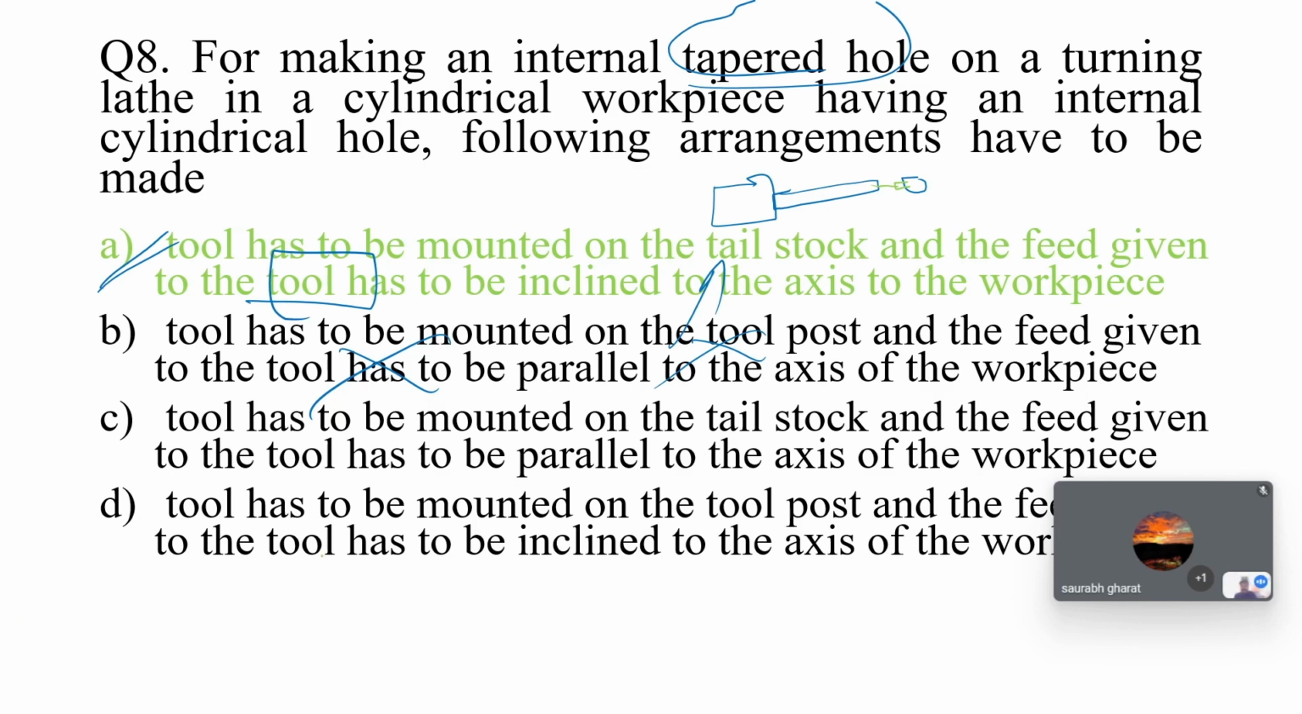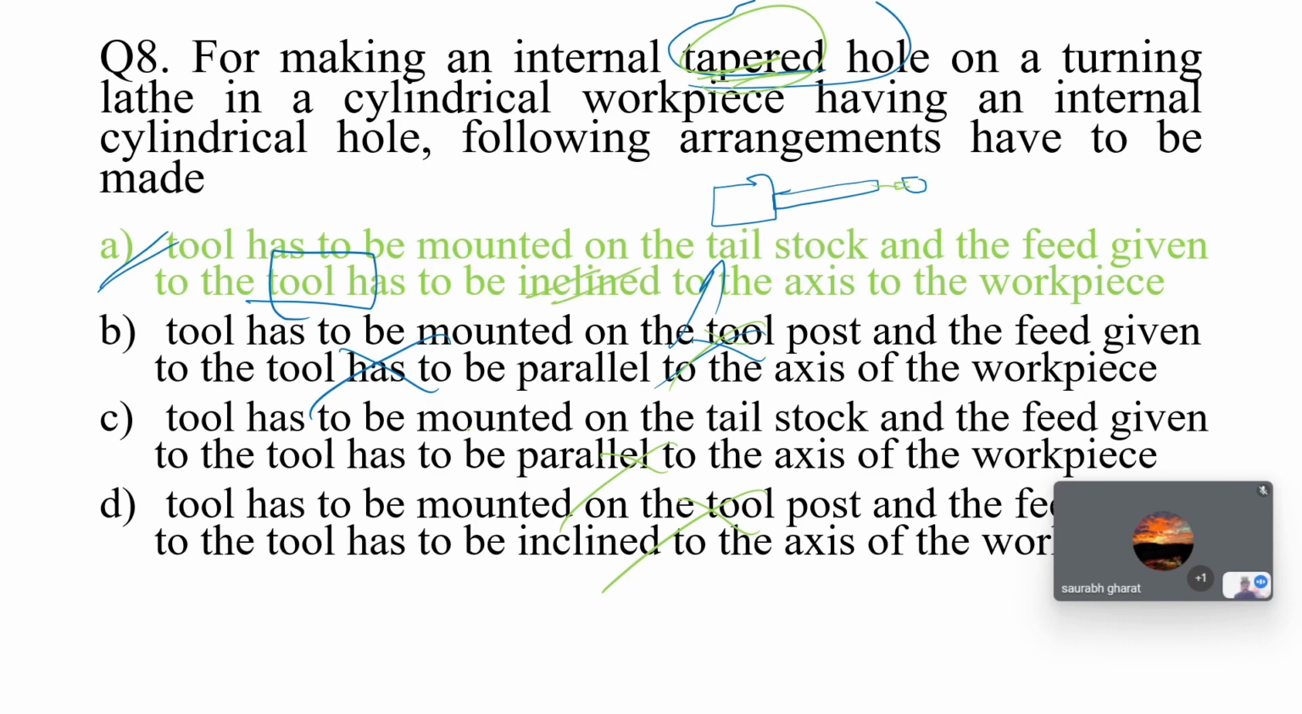And again, another question here. Again, they are asking about a tool post. So it is wrong. Here they are considering the tailstock. But the feed given to the tool is parallel to the axis of the workpiece, so it is wrong. Why? Because you need to create a tapered hole. If you give it parallel, you get a straight hole. So you want a taper, and that's why you have to go with an inclined part.